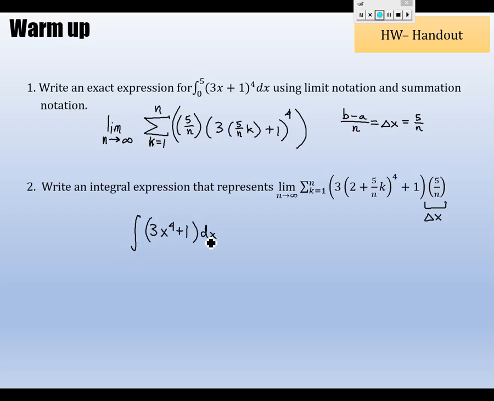But it's not 0 to 5. How can you tell that it's something else? I know some of you got it. It starts at 2. If you start plugging in 1 for k, 2 for k, what are you getting? You're getting 2 plus delta x, and then 2 plus 2 delta x, and so on. It looks like we're starting at 2. And if you plug in n, the very last thing you're going to plug in is k equals n, and you get 7. So it looks like we're starting at 2 and ending at 7. We already know that the size of that interval, b minus a, is 5. So I think that would be a good answer for that second one.